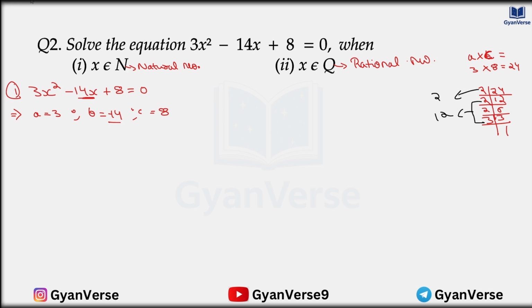Yes, but I have to make minus 14. So I will take minus 2 and minus 12. It will become minus 14 when I add them. And when I multiply them, it will become 24, and since both have negative signs, the sign will become positive. So it will become positive 24. That's what I wanted. Now I will split the middle term.